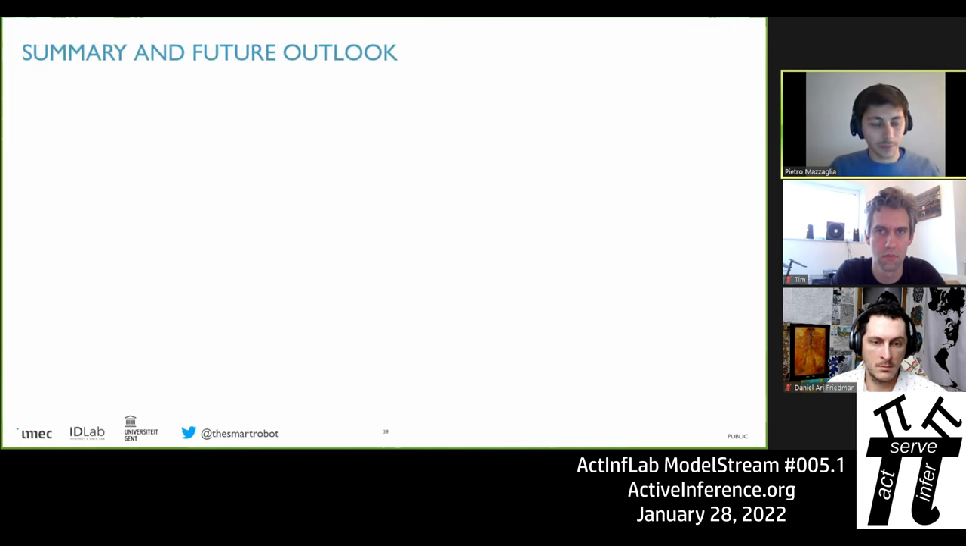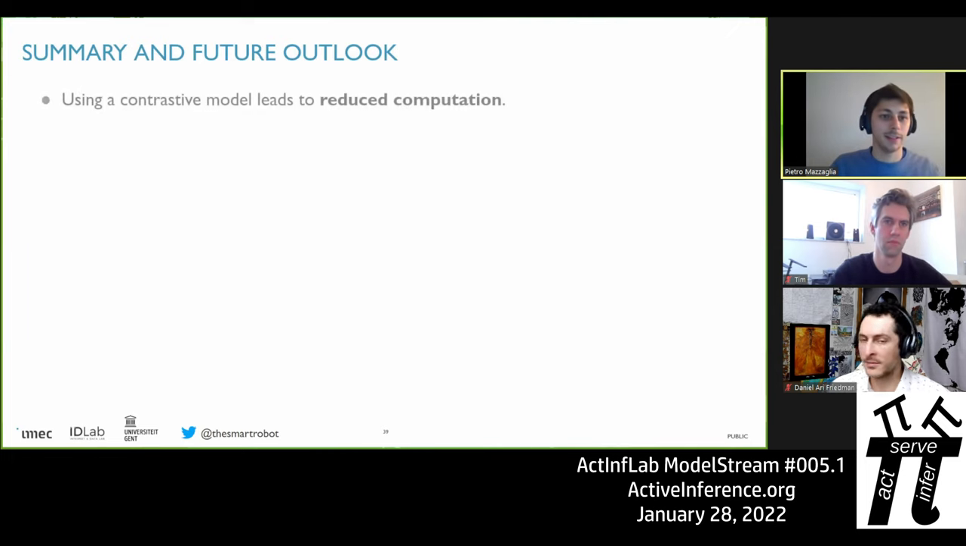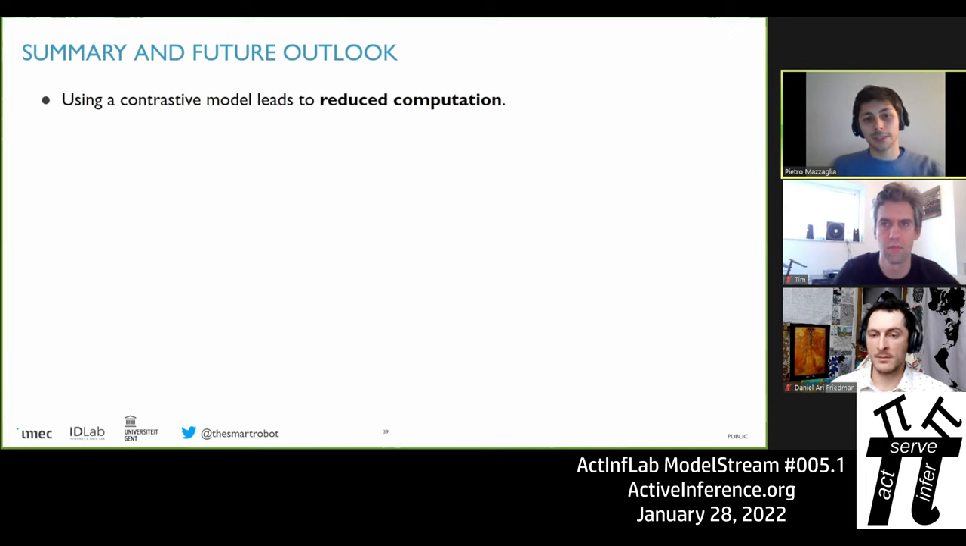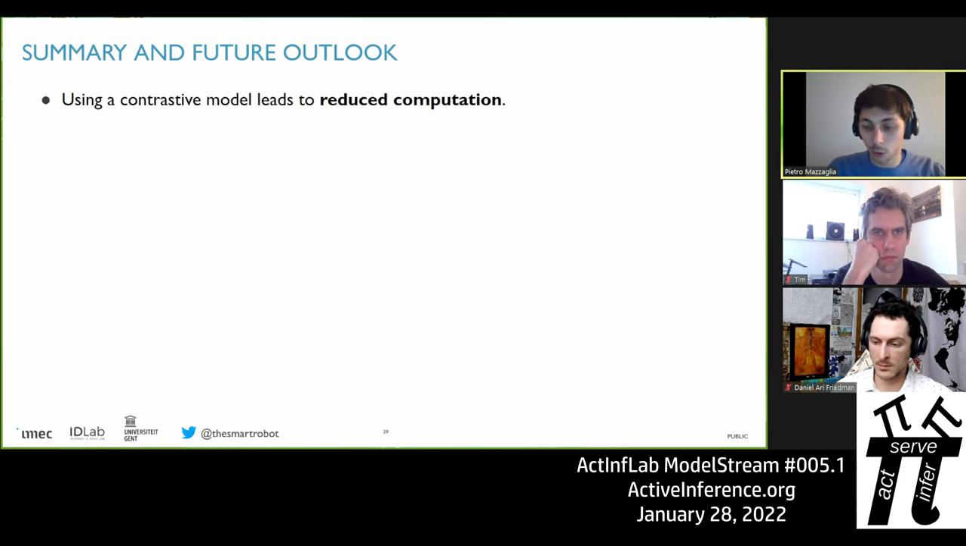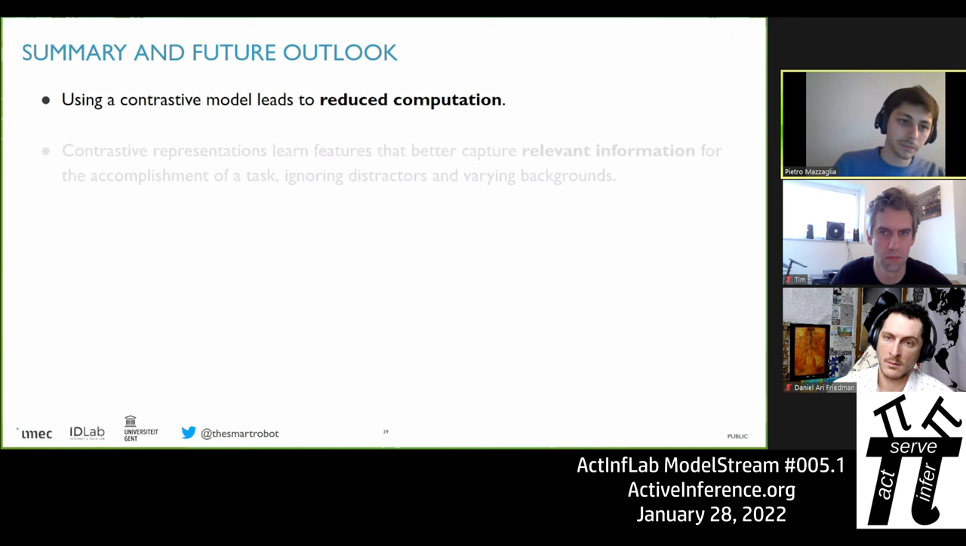And that's it. So I'll just briefly summarize what we have seen. Basically we used a contrastive model to reduce the computation of active inference. This also brought some advantages in reinforcement learning, but we focused on the active inference area, where this model brought a twofold advantage, both in learning the world model faster, but also in imagining future trajectories faster, because you don't have the reconstruction.